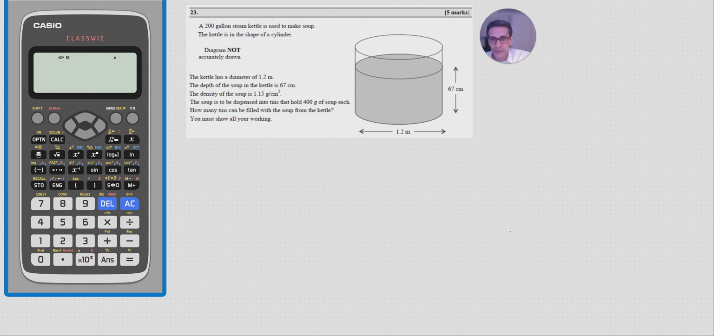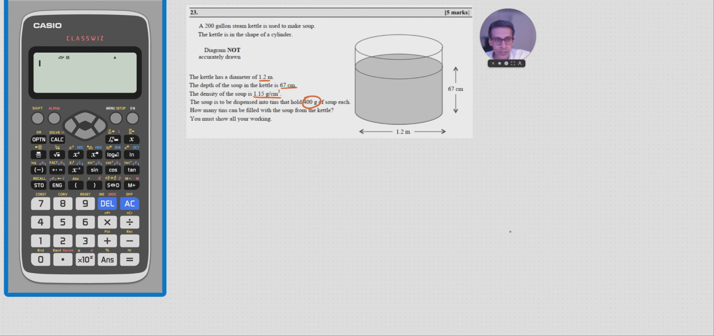The kettle is in the shape of a cylinder. We've got the diameter of the kettle, which is labeled. The depth of the soup is labeled. The density of the soup, which is given. And the soup is to be dispensed into tins that hold 400 grams each. How many tins can be filled with the soup from the kettle?